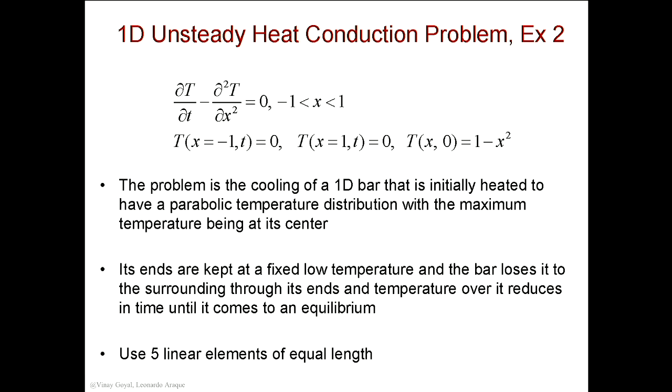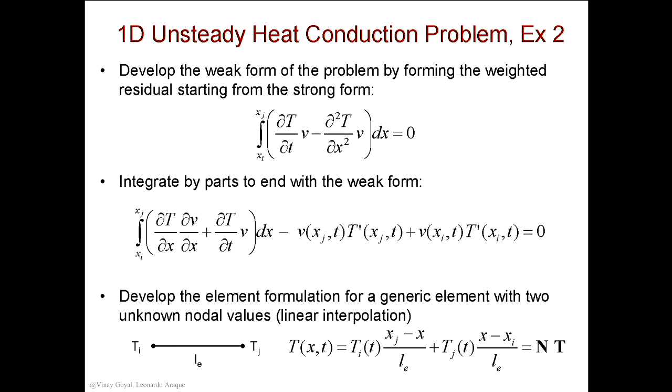All right. So I explained that bullet there, and I'll just use 5 linear elements of equal length. That's what we're going to do. Again, I'm going to go a little bit faster now because we need to get going here. I form the weak form.